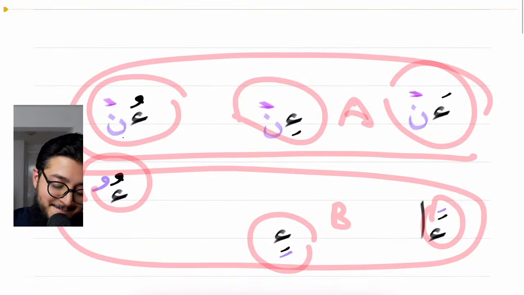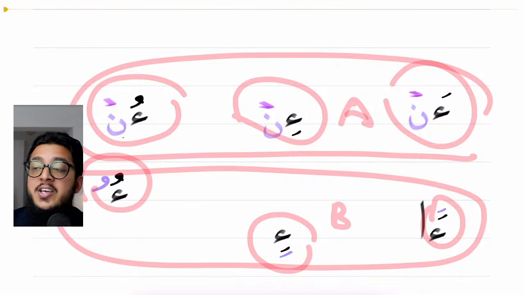Now, look at this now. B, you're saving space. You're making things simpler, easier.